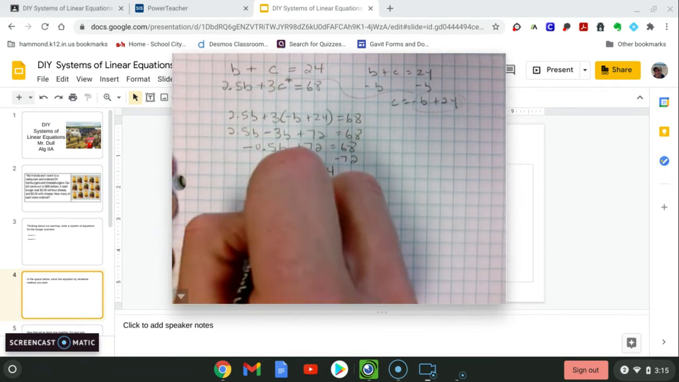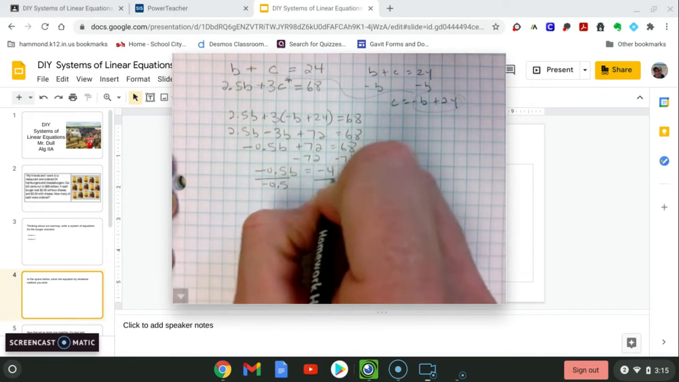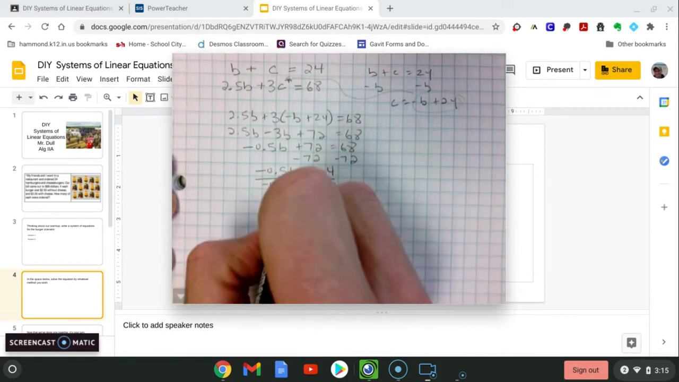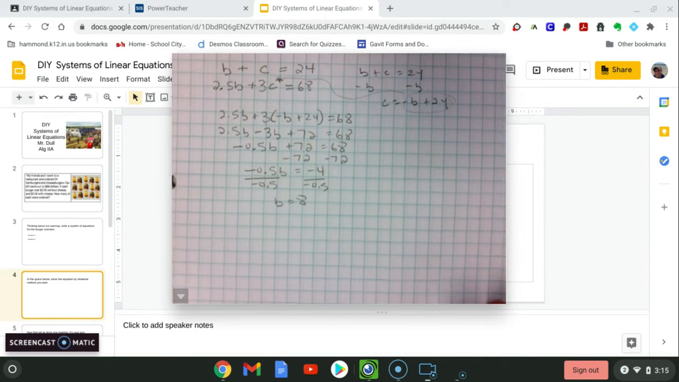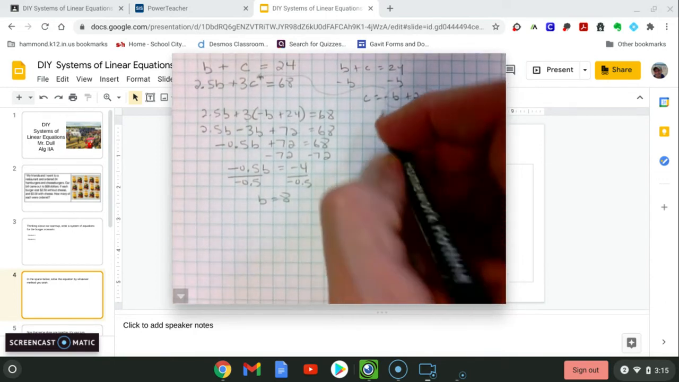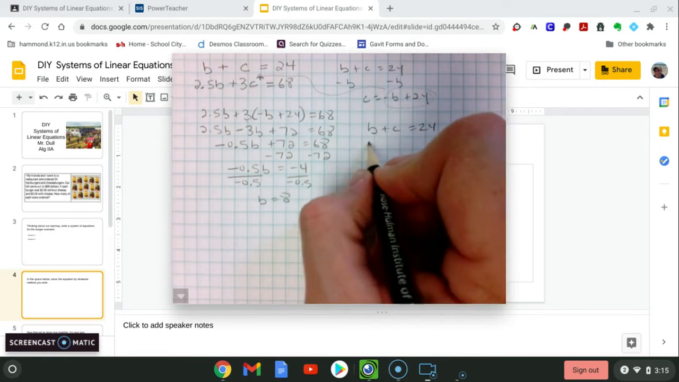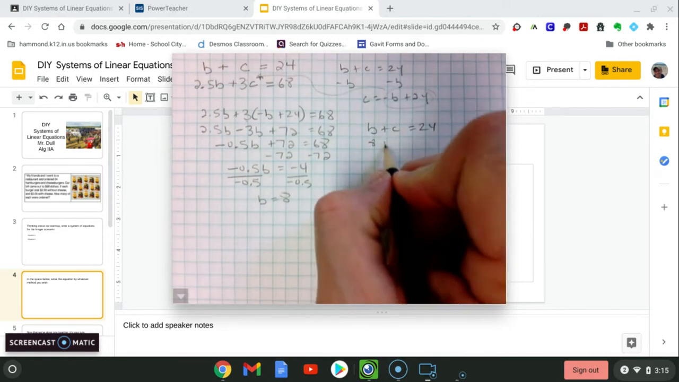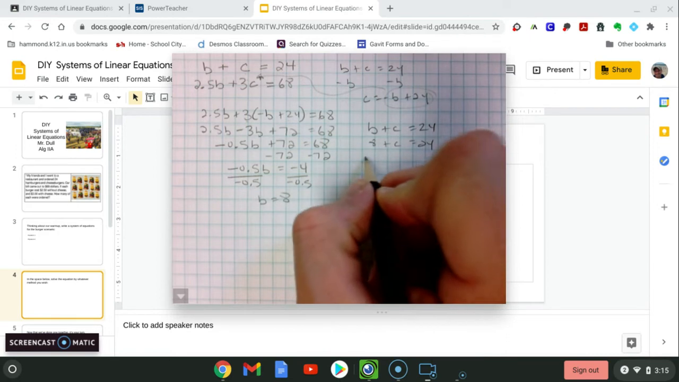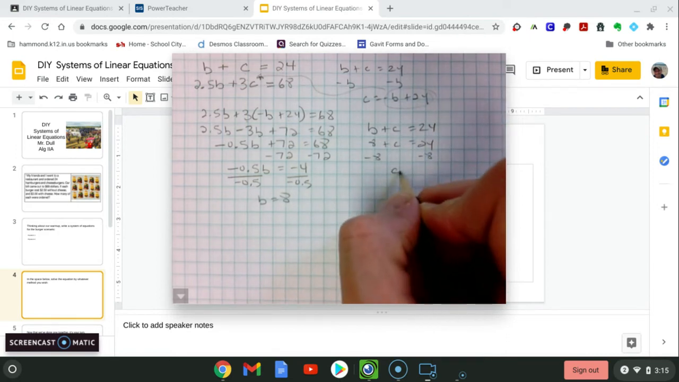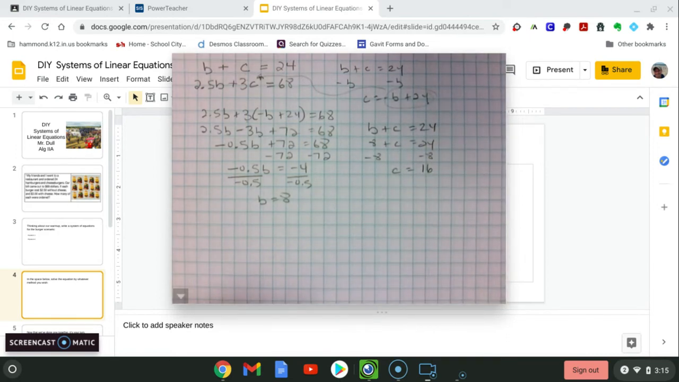All right. So when we divide both sides by -1/2, B turns out to be equal to 8. So now I need to know what's C if B is 8. So I substitute 8 in place of B. And then C equals 16.